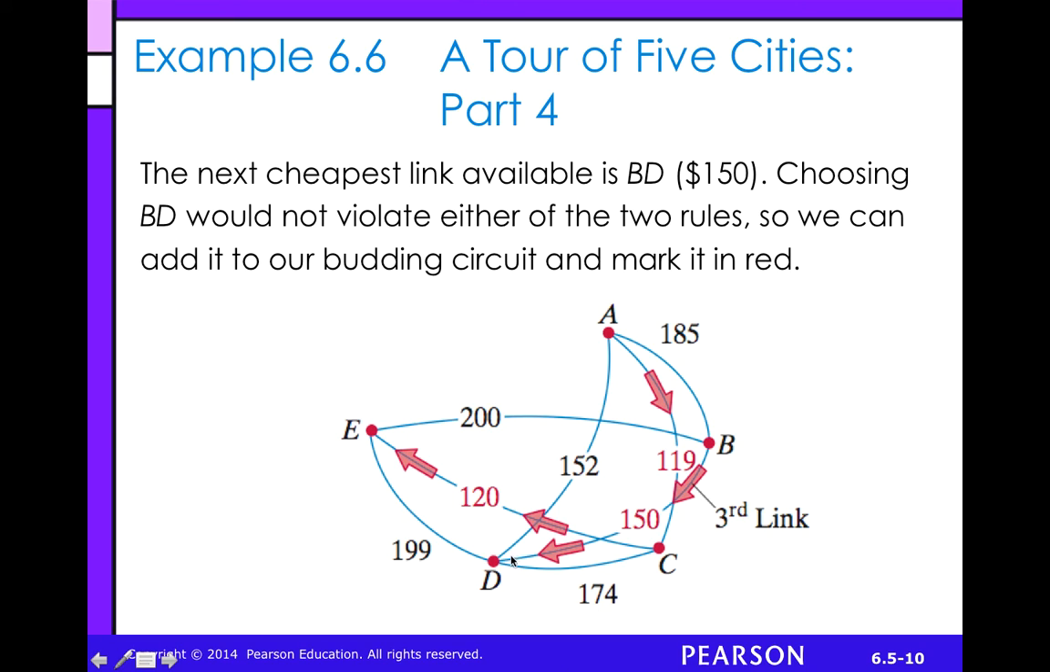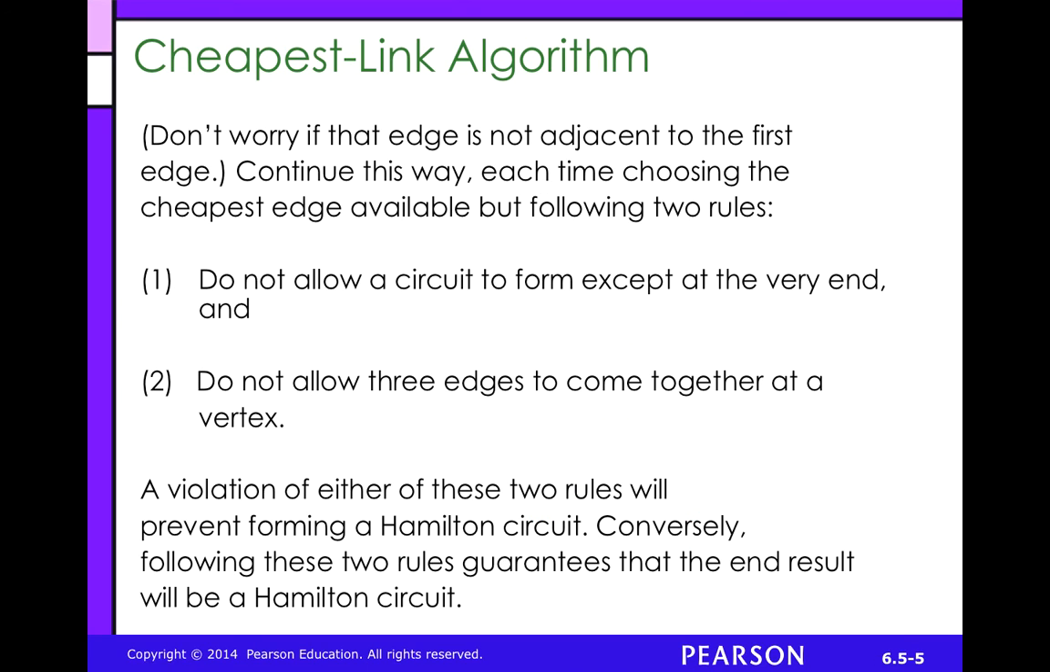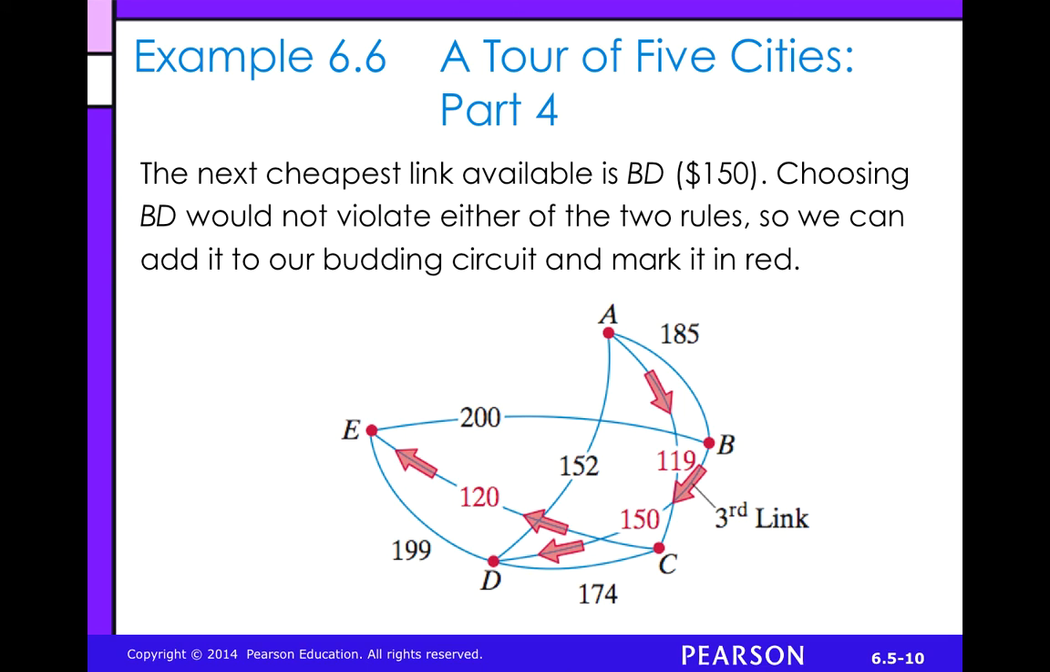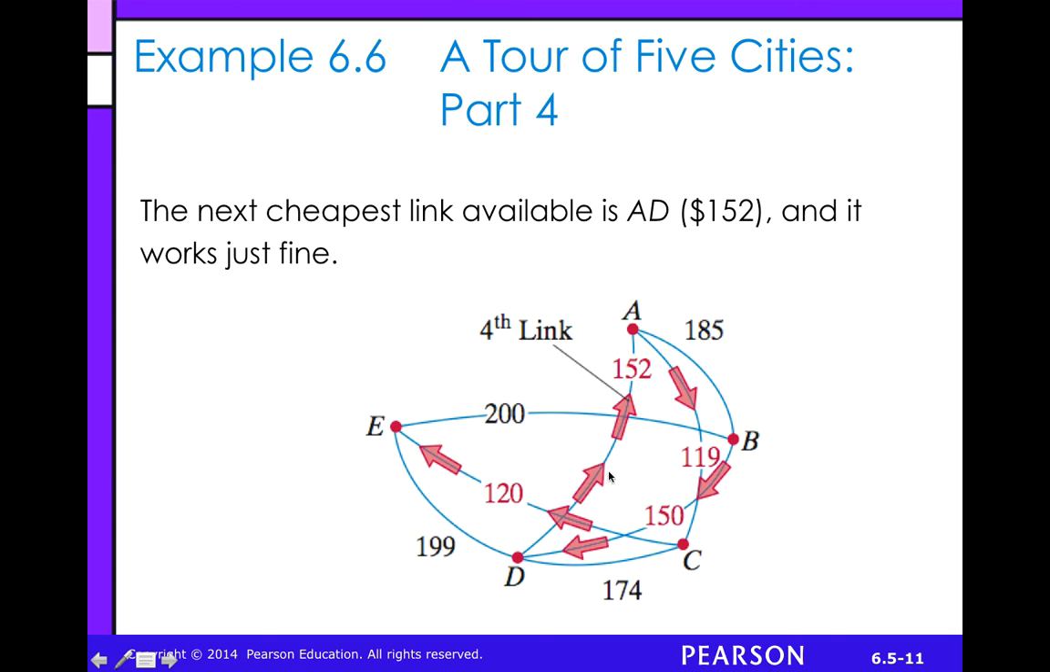Okay, what's the next cheapest edge? The next cheapest edge is this 152 edge. So can we highlight that? Well, if we highlight it, we're not breaking, let's see, which rule is it? We're not breaking the second rule. It says do not allow 3 edges to come together at a vertex. So can't have 3 highlighted edges coming out of a vertex. So if we highlight 152, we haven't broken that rule. What about the other rule? If we highlight that, will we form a circuit prematurely? Let's see. D to A to C, C to E. No, we will not have prematurely completed a cycle. So we're going to highlight 152.